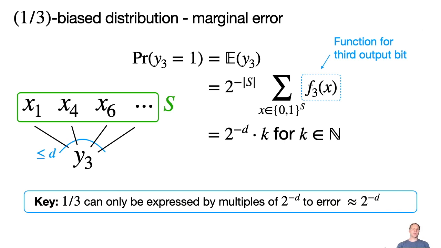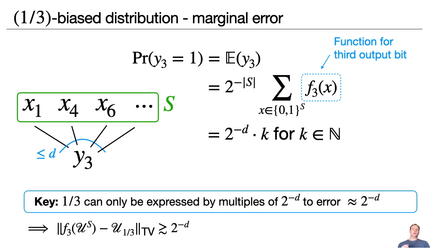However, a key observation is that 1/3 can only be expressed by multiples of 2 to the minus d up to some error of approximately 2 to the minus d. And so this projection onto a single output coordinate inevitably has to have some error. Now this is not a substantial amount of error, and so if we want a stronger bound, we'd ideally hope to combine a lot of these independent marginals together. And this is in fact what we do.